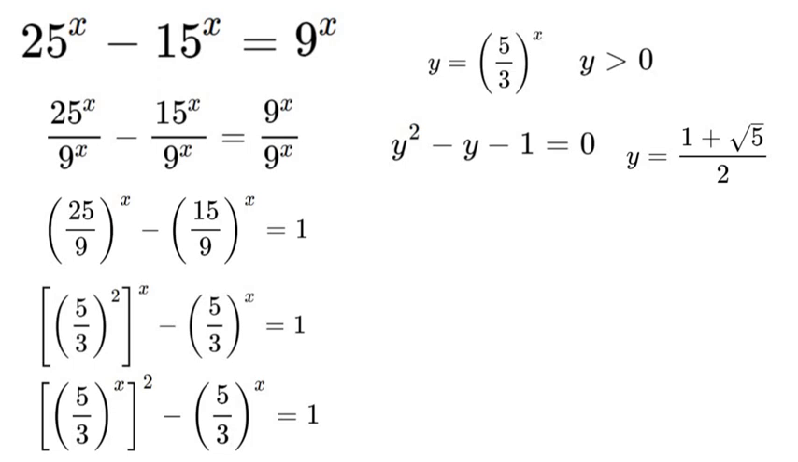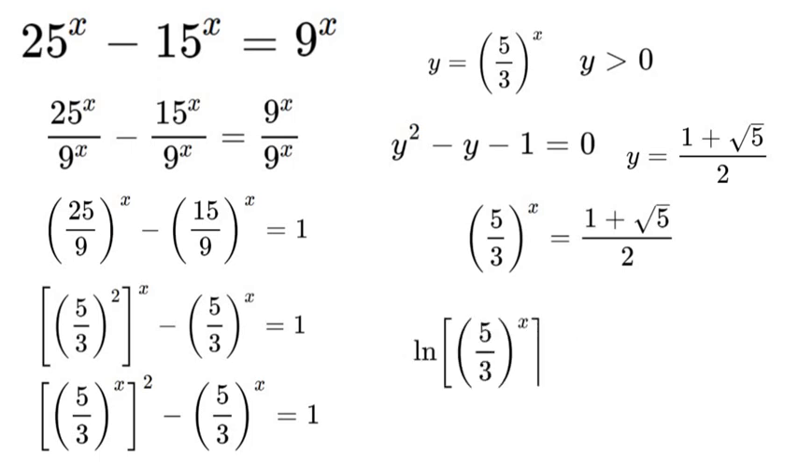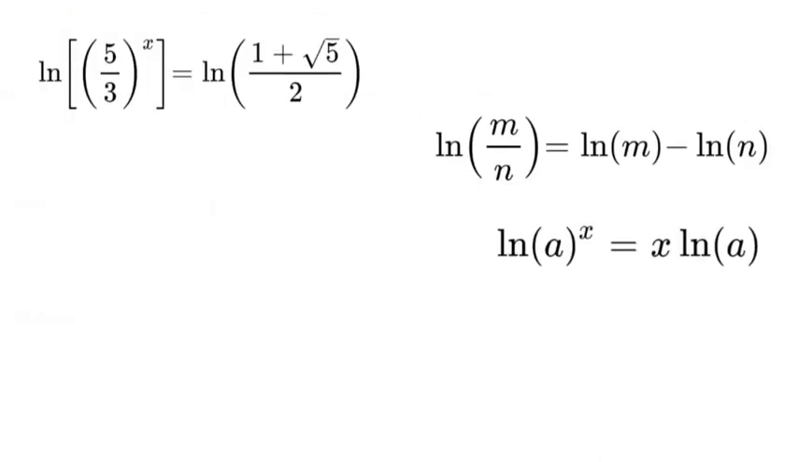Now, since we know that that is what y is equal to, we also know that y is equal to 5 over 3 to the power of x. We can set those equal to each other. Now that we have done that, in order to solve for x, solve for the exponent, we are going to take the natural log function of both sides. So let's get on a new sheet. So we have natural log of 5 over 3 to the power of x is equal to natural log of 1 plus square root of 5 over 2.